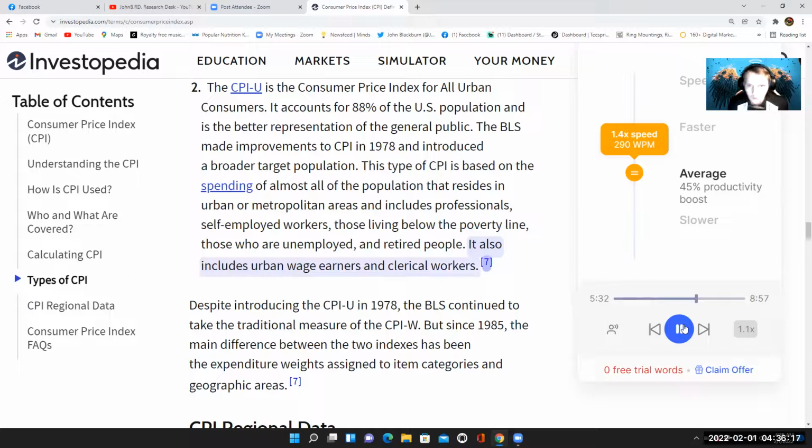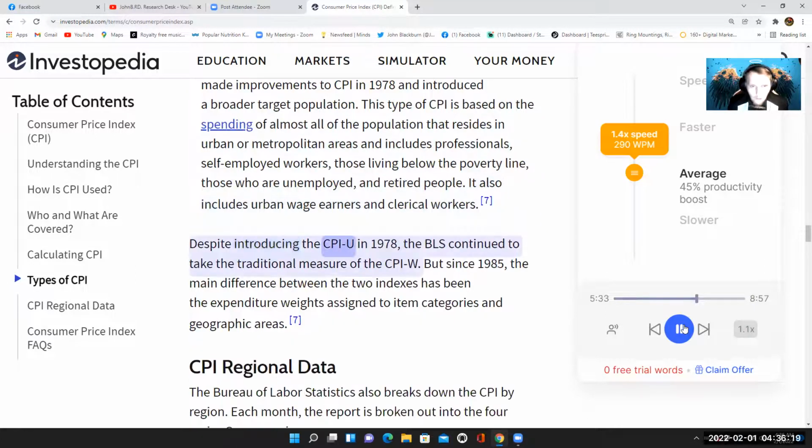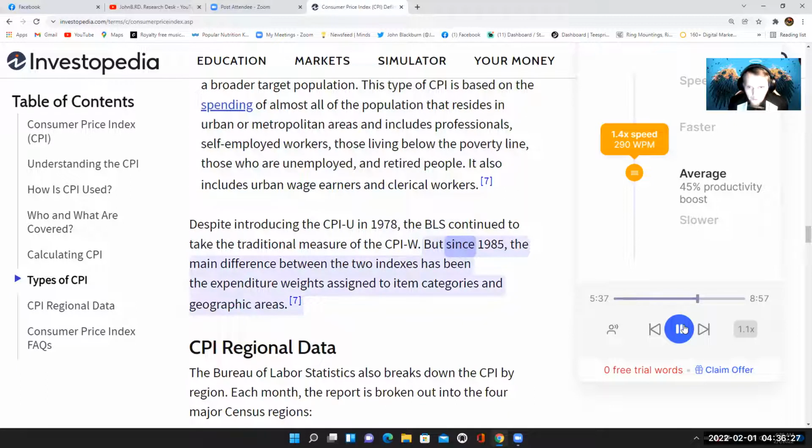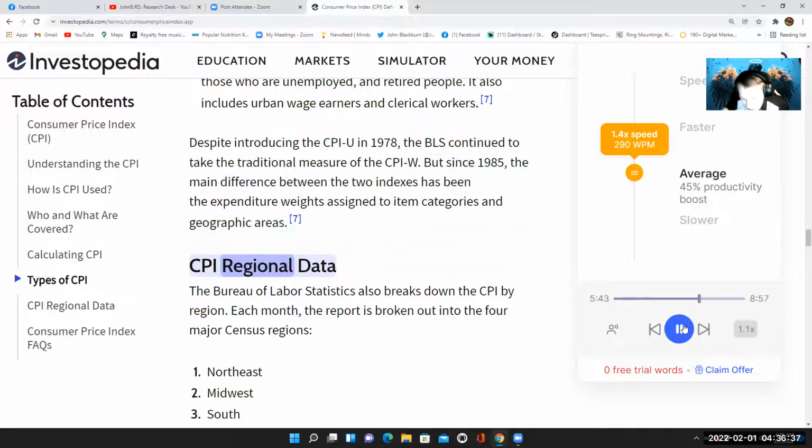Despite introducing the CPIU in 1978, the BLS continued to take the traditional measure of the CPIW. But since 1985, the main difference between the two indexes has been the expenditure weights assigned to item categories and geographic areas.